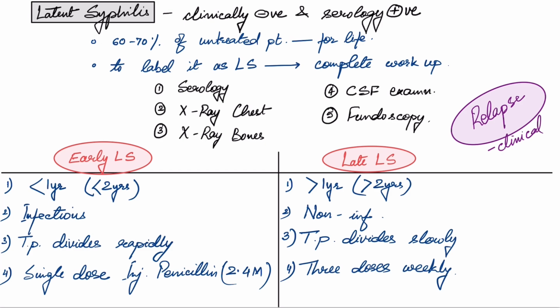There is also something known as serological relapse. Here, once the patient has turned serologically negative, it again turns positive. This is due to a rise in antibody titers, which had fallen with treatment, or maybe due to the passing time from the time of infection.